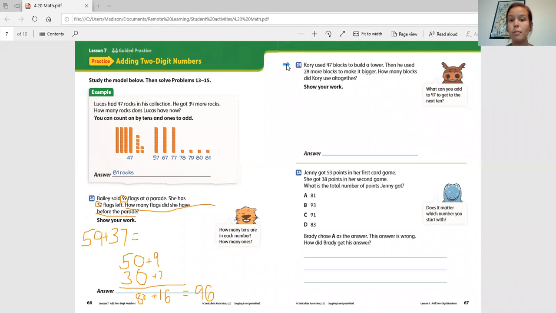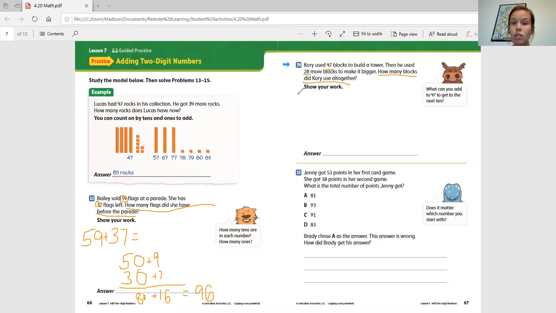Now we're going to read this problem together, and then I want you to pause it and try to figure it out on your own, and then come back and see if your answer was correct. Corey used 47 blocks to build a tower. Then he used 28 more blocks to make it bigger. How many blocks did Corey use all together? So I'll help you out before you pause it.